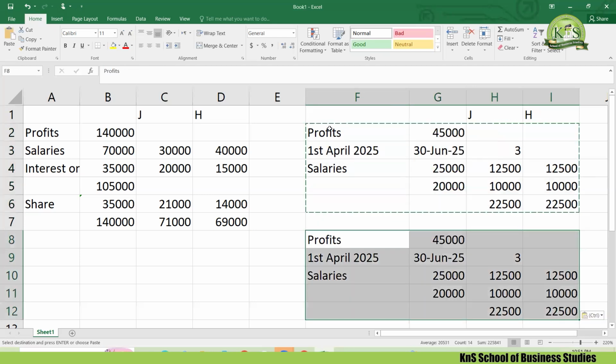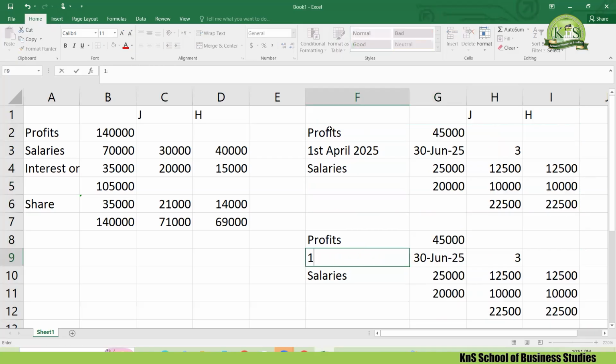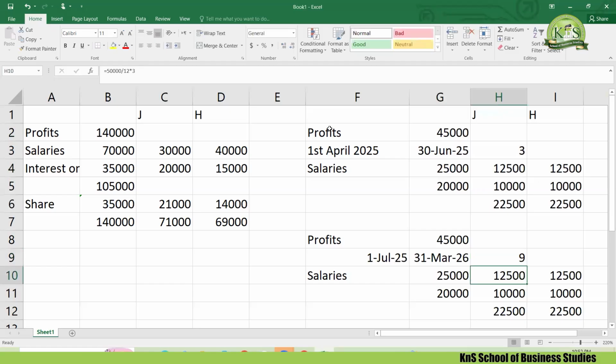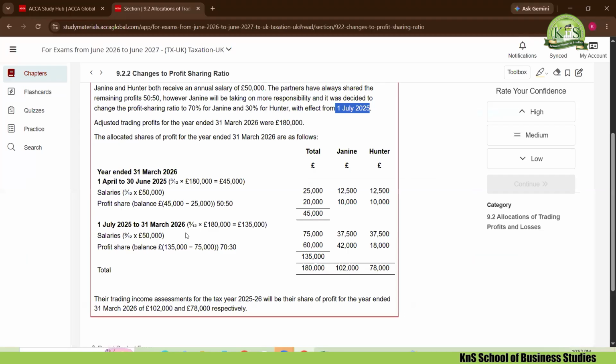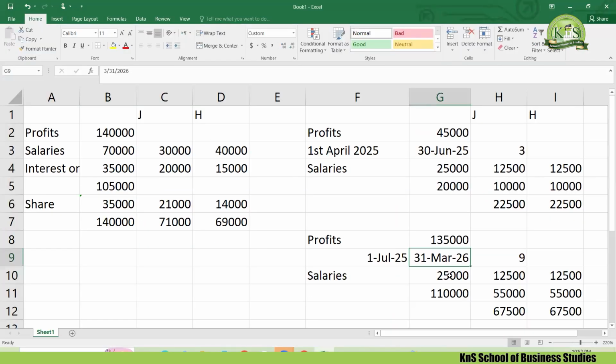Now for the remaining, I'll do it for the 9 months. What is the date? 1st July 2025. It will go on to 31st March 2026. How many months does that become? 9 months. July, August, September, October, November, December, January, February, March. Okay. Here I'll only change the months. I'll just tag it over here. 9 months. This becomes simple. Now, where's the change? Salary remains the same. So here, I'll just simply tag 9. Okay. Similar approach here.